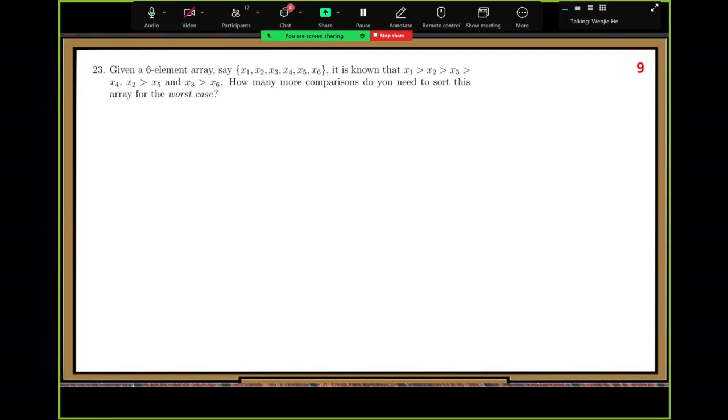For this question, the answer we need is 3 comparisons, but several students give me 4 comparisons. So the answer is 3 comparisons. Very easy. Sort. Actually, there is one small difference.